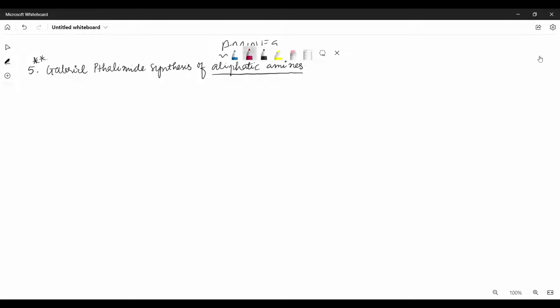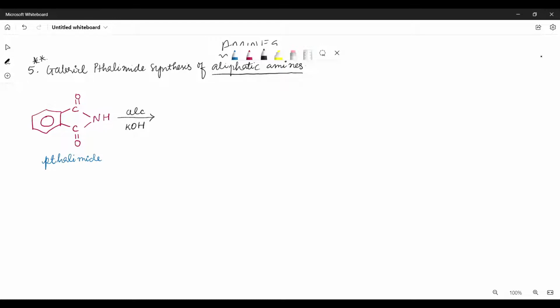Now in this reaction, we will consider a compound which has benzene, C double bond O, C double bond O, NH. This is called phthalimide. As the name suggests, this phthalimide we are going to use and we are going to prepare aliphatic amines, right? So in the first step, what are we going to do? We are going to add alcoholic KOH. What is going to happen?